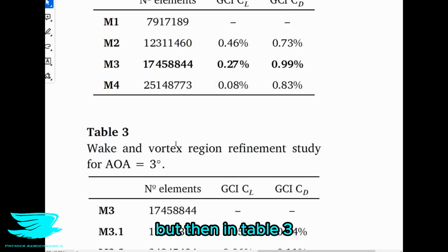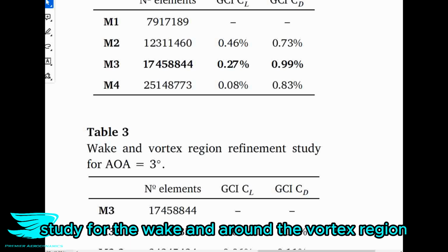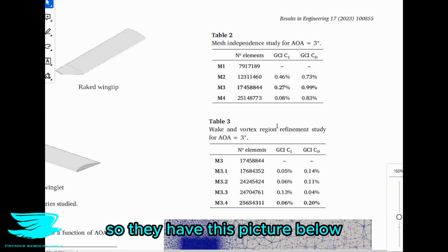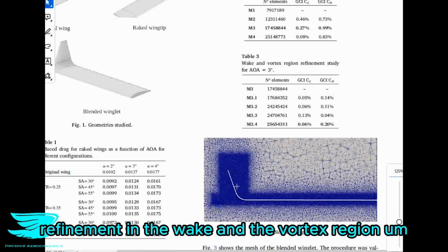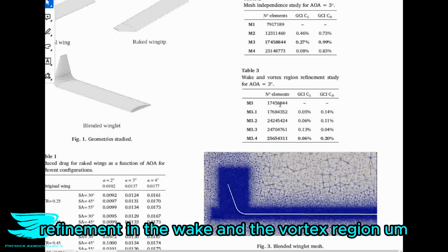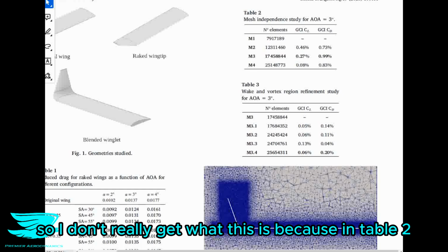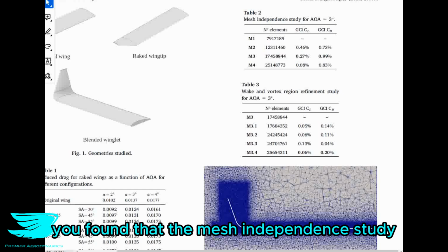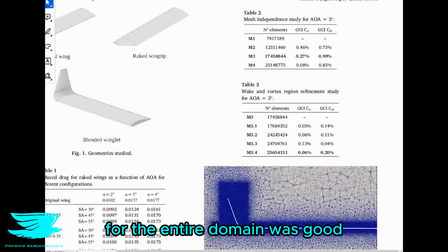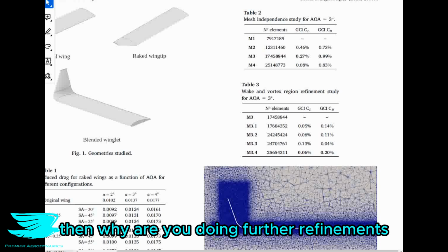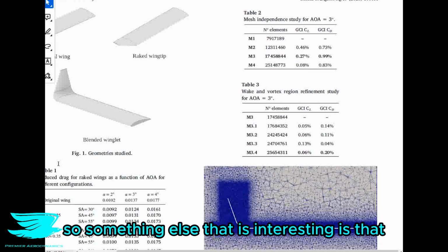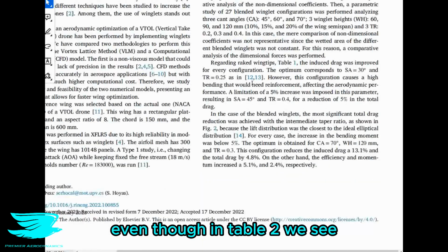But then in table 3, they present a refinement study for the wake and around the vortex region. So they have this picture below, which is the refinement in the wake and the vortex region. I don't really get what this is, because in table 2, you found that the mesh independent study for the entire domain was good. Then why are you doing further refinement? I don't get it.